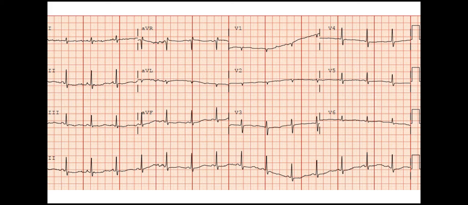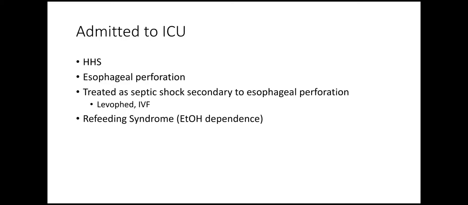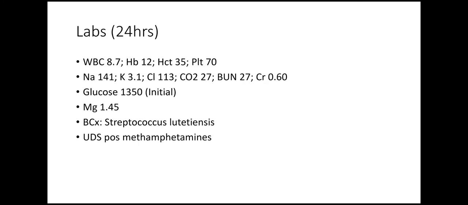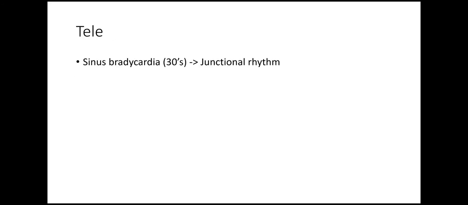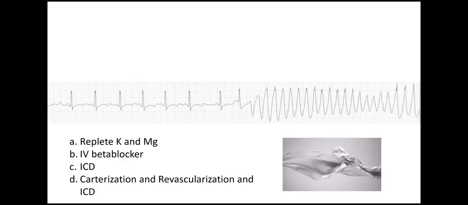Any comment from anyone? Only has non-specific rhythm changes. Yes, and then look at the QT. QT is very prolonged. Patient was diagnosed to have hyperosmolar diabetic state. And then this is their blood count, glucose 1350, magnesium was low. And then the UDS, urine toxic screen, was methamphetamine. And patient was shown to have sinus bradycardia overnight. And this was the telemetry strip.